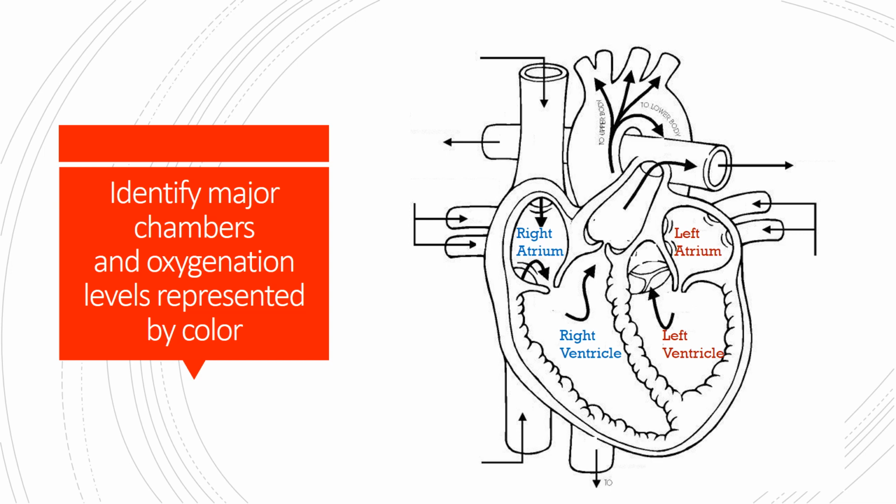So blood's going to come into the right atrium. It will make its way to the right ventricle. It will then leave out to go to the lungs, right? And then it's going to come back. So let's look and see how that works.